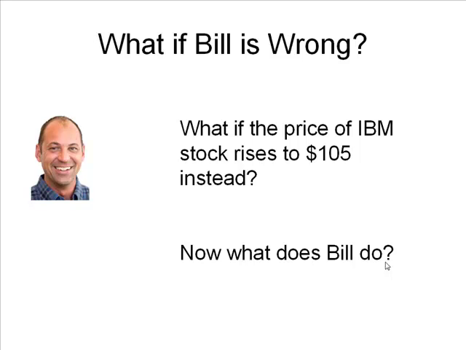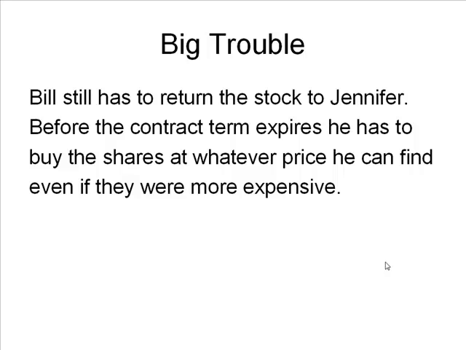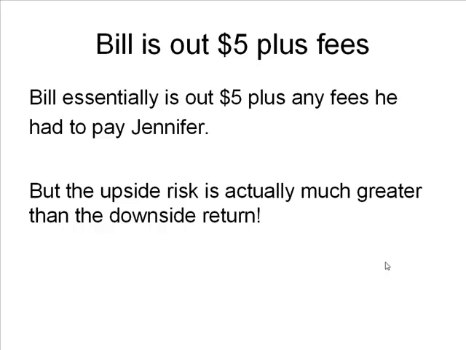Now, what if the price of IBM stock actually rises to 105 bucks instead? Now, what does Bill do? Well, he's in big trouble. Bill still has to return the stock to Jennifer, and before the contract term expires, he has to buy the shares at whatever price he can find, even if they were more expensive. So Bill's out $5 plus fees.